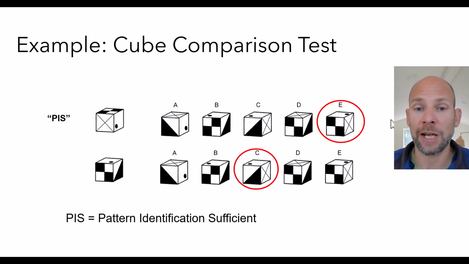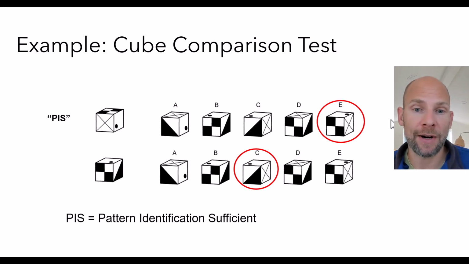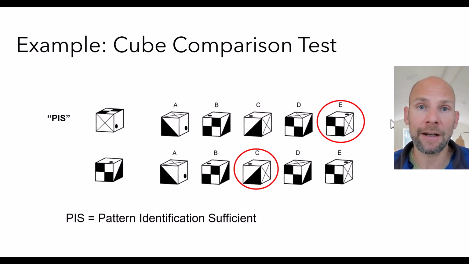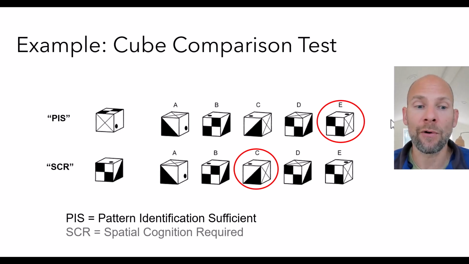It doesn't have the chess pattern, right? And instead has the cross. So if you were to use the pattern identification strategy like in the first item, what you would pick is cube B, and cube B is incorrect, right? So this pattern identification strategy fails for this type of item, which is why this type of item is referred to as SCR, for spatial cognition required.